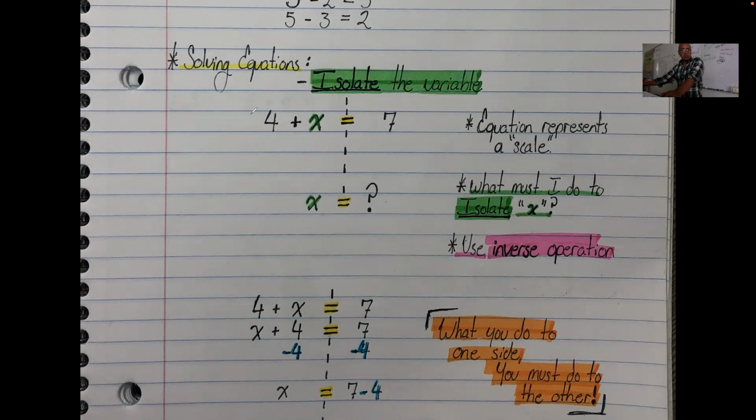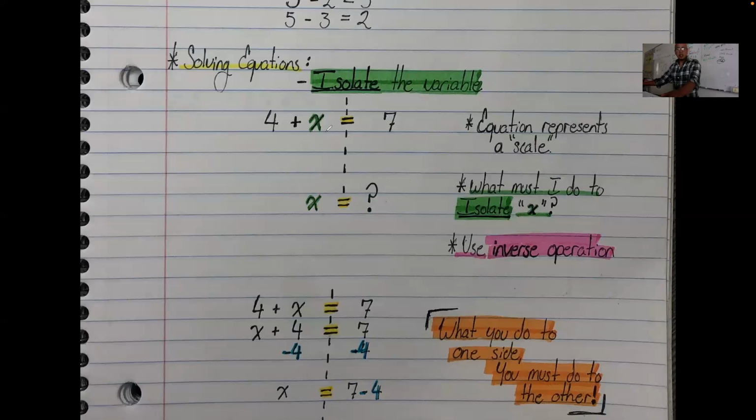For example, given this equation, 4 plus x is equal to 7, in order to solve this equation, we want to get to the point where it's just x is equal to something. In other words, notice how there's nothing around the x. The x is completely by itself.